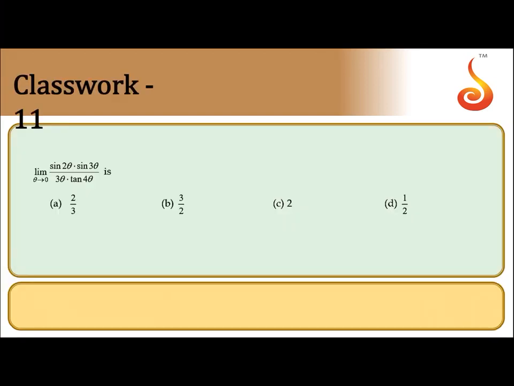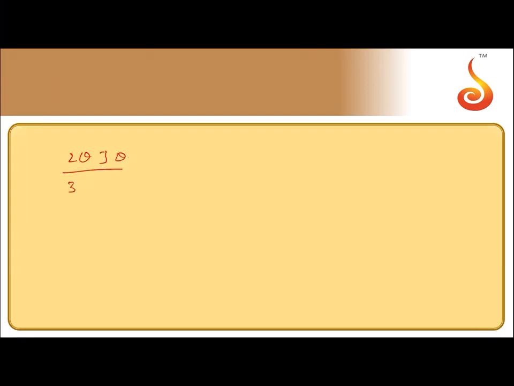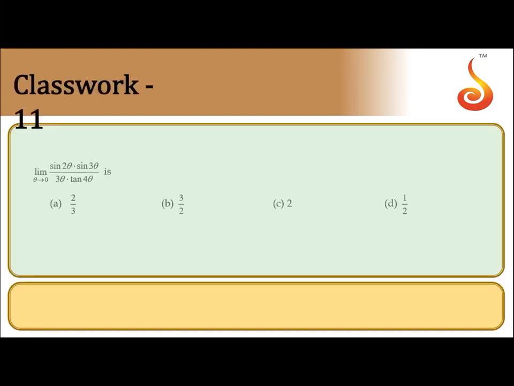3 theta can be written as 3 theta divided by 4 theta, as theta tends to 0. Simplifying, you'll be getting 2 into 3 divided by 3 multiplied by 4. So you'll be getting the answer 1 by 2. So the answer is D.